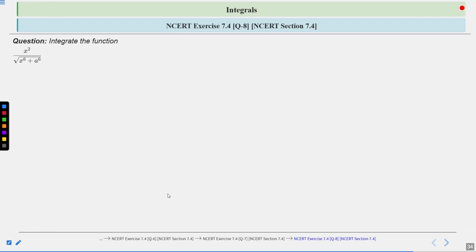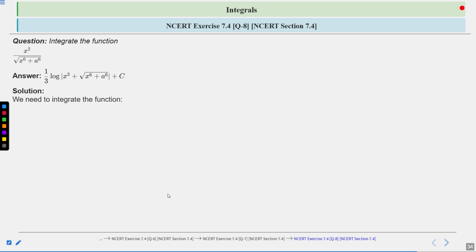The question is basically that we need to integrate the given function, and the function is x squared upon root over x to the power 6 plus a to the power 6. The correct answer is 1 by 3 log mod x cube plus root over x to the power 6 plus a to the power 6, plus c. Let us see the solution part.